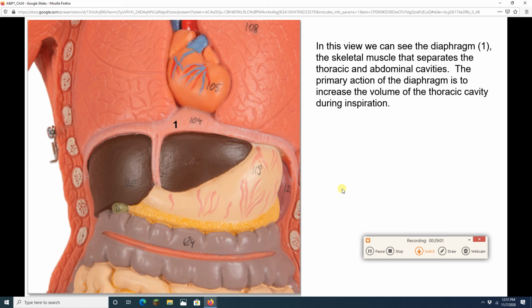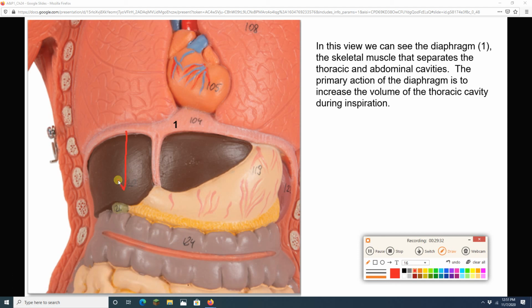Okay, now we got another abdominal muscle. Sort of a different location though. This muscle is in between the thoracic and the abdominal cavity. This muscle, it's got the number 1 on it right here. It is the diaphragm. It is a dome-shaped muscle. In this picture here, the diaphragm is relaxed. So it's up when it's relaxed. When the diaphragm contracts, it goes down.